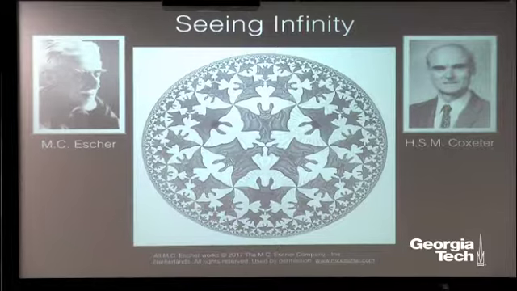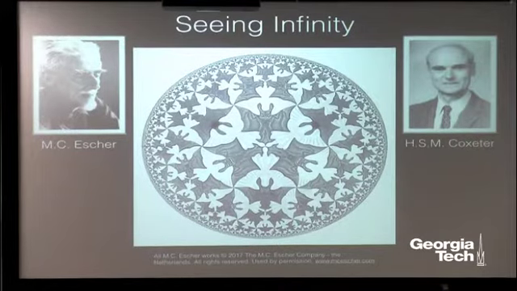So this is Circle Limit 4, I think. This is a lithograph by M.C. Escher. And what M.C. Escher wanted to do was he wanted a way to see infinity. So he had a conversation with the mathematician Coxeter, who told him about this notion of the hyperbolic plane and the Poincare disk map. And he created this beautifully intricate, interconnecting series of demons and angels.